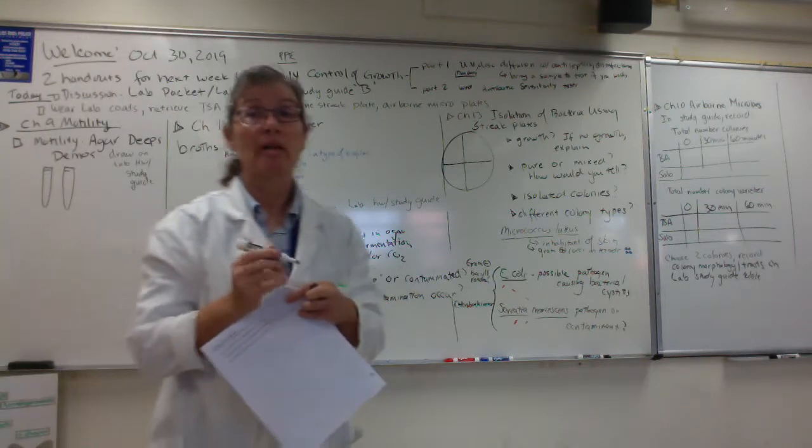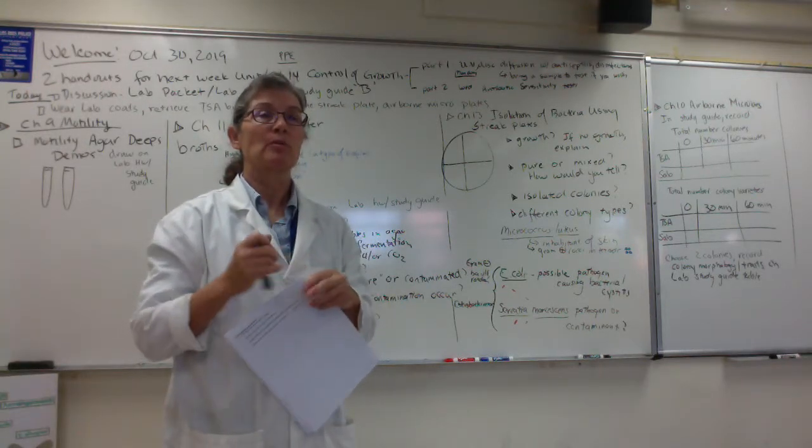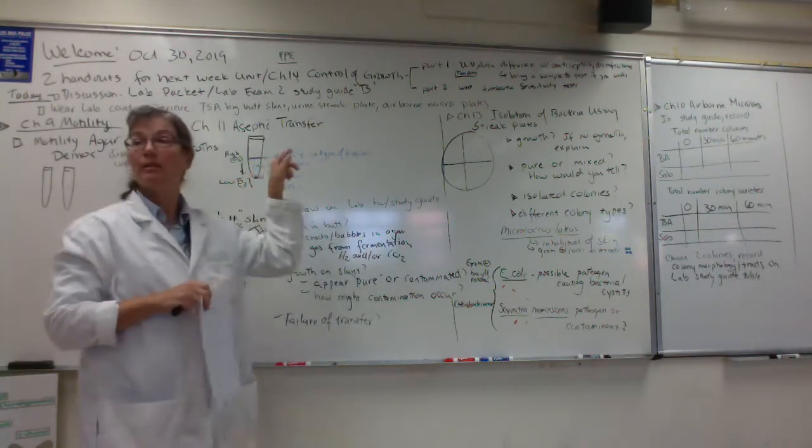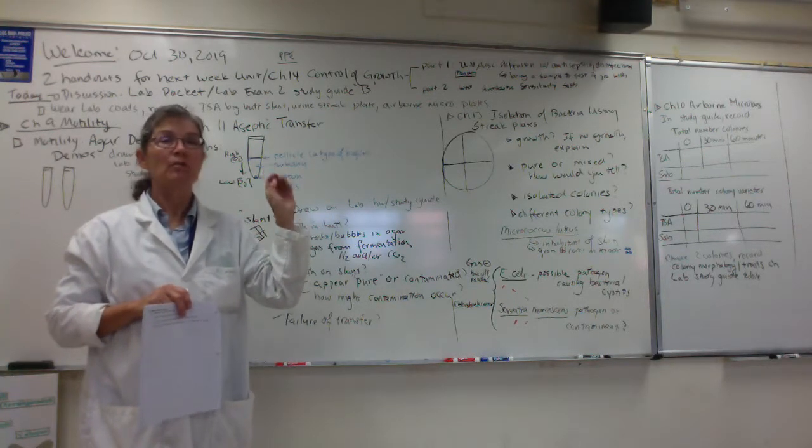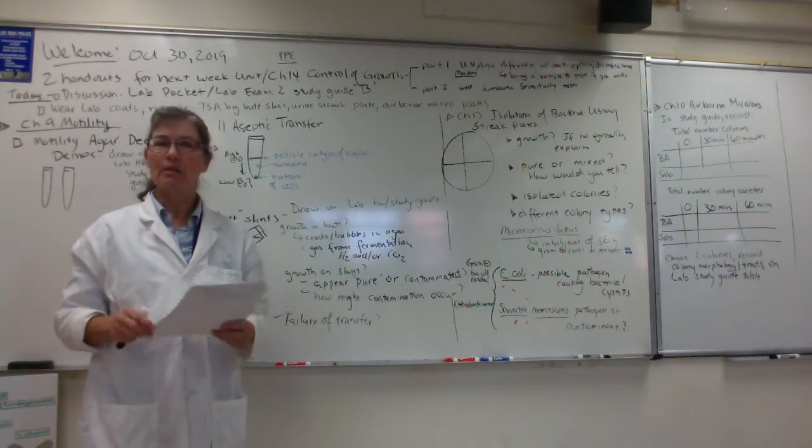So again, if you're a microbe that can use aerobic respiration, if you can form that pellicle at the top, that's going to be the best place for you to grow because you can make the most ATP there. Does that make sense, folks?